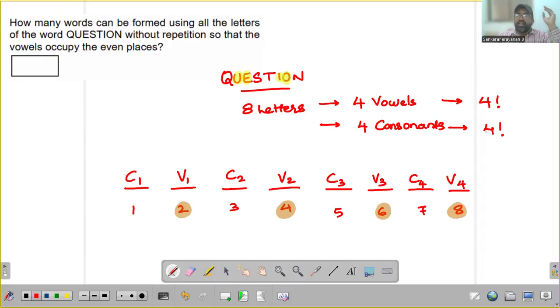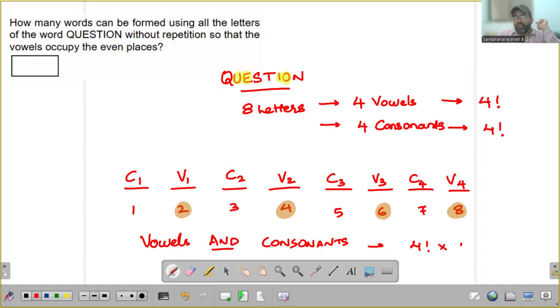The letters are arranged only when you take care of the vowels and the consonants. Please be clear with this point. Only when you take care of the vowels and the consonants. Right? So, I am writing it here. You have to take care of the vowels and the consonants. Okay? So, your answer will be 4 factorial into 4 factorial.